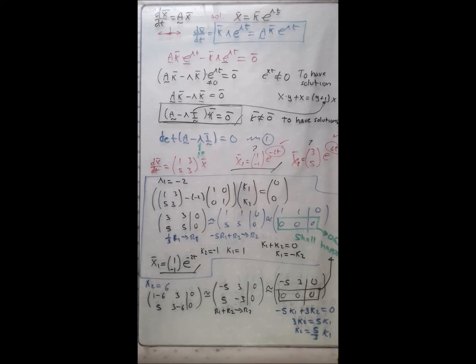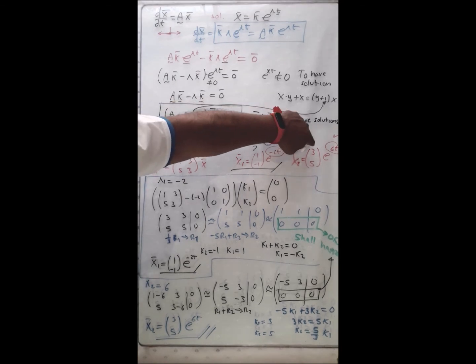And here comes the tricky point. You have to choose a value of k1 or a value of k2. It's up to you, engineers, but never choose k equal to 0. So what I'm going to do is choose k1 equal to 3. Why 3? Because it's going to cancel with this 3. So k2 is equal to 5. Okay, so what is the second solution? The second solution, engineers, is going to be the vector with k1 equal to 3 and k2 equal to 5, times exponential of 6t. And this happens to be the second solution.